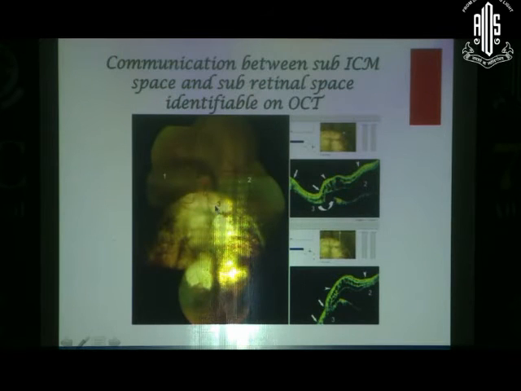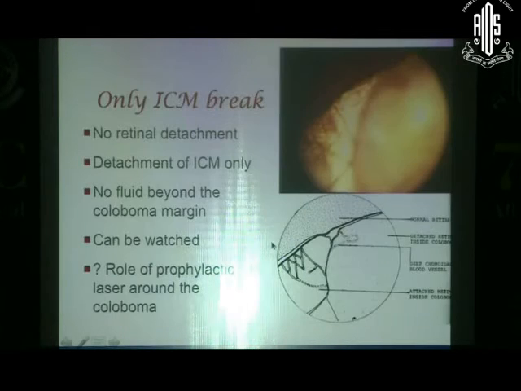Now, this is just a slide which shows that OCT can be a useful tool to identify the communication. You can see that this scan done at this point shows a communication between the sub-ICM space and the subretinal space, while a scan just beyond at this point does not show the communication. You can see that this entry is sealed off by this barrier, right? So OCT could be a tool, provided you are able to do it. In small children, you may have difficulty.